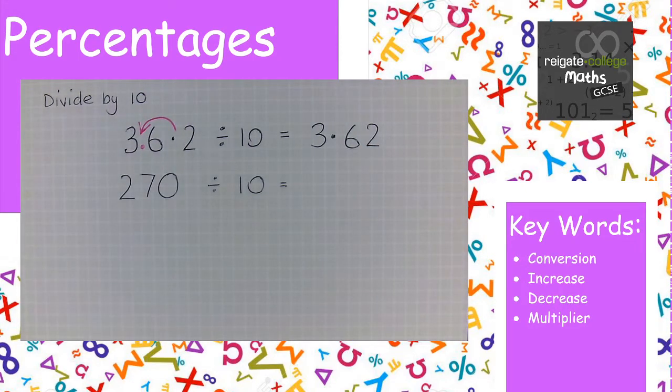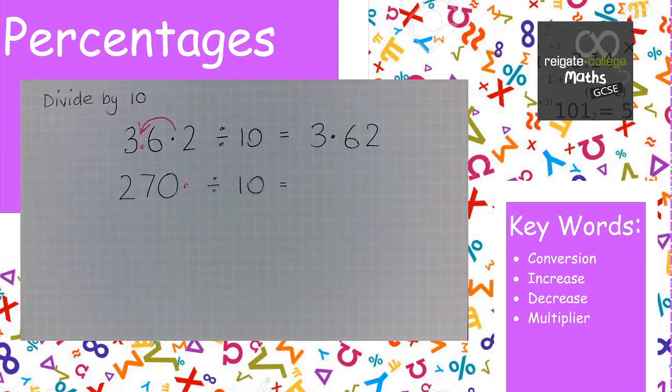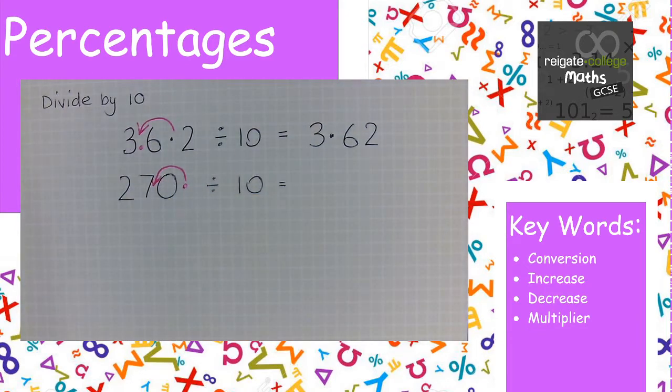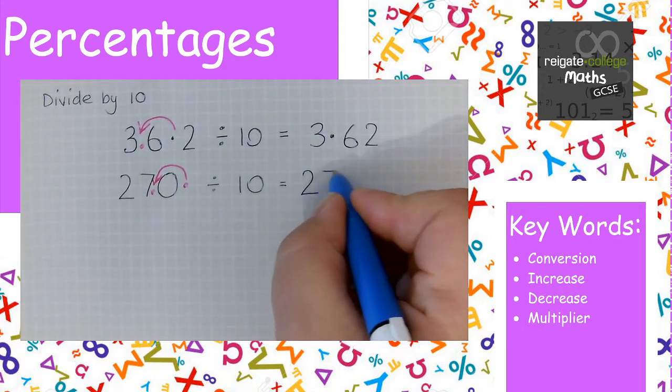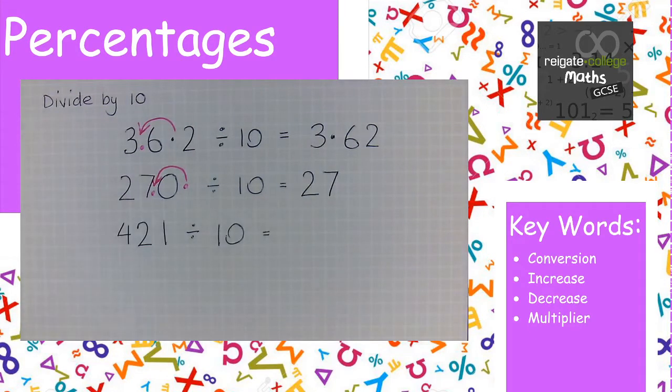If my number ends in 0, it might look like I'm just taking the 0 off if I divide by 10, but actually what I'm doing is inserting a decimal point at the end of the number, which is where it would go if it were written in, and then moving the decimal point one place to the left as I did above. So if I took 270 and divided it by 10, my answer would be 27, and it looks like I've taken the 0 off. So if I had the number 421, which I wanted to divide by 10, I'd do the same as I did in the example above.